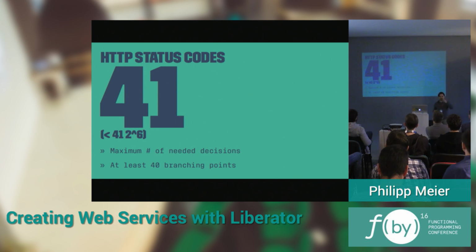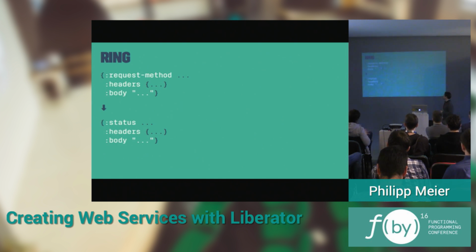Imagine somehow my code needs to decide which of those 41 status codes to use, and you assume you do a simple if-else, then you need at least 40 branching points. No way around this. Well, most of those status codes you will never need, but you need to consider them.